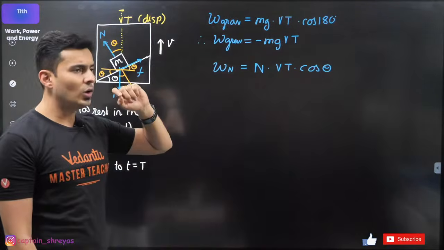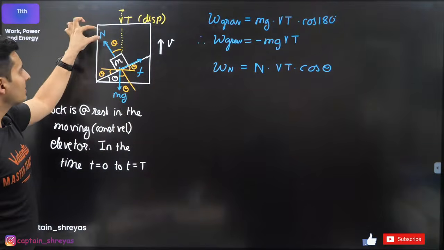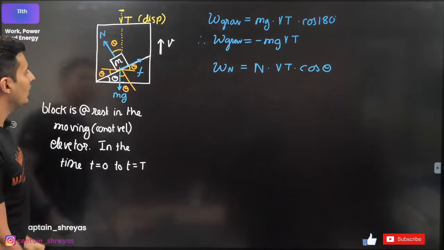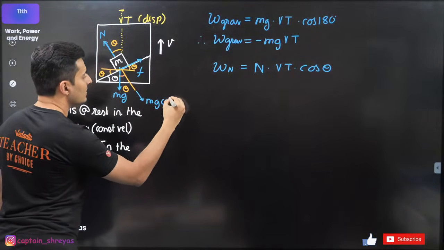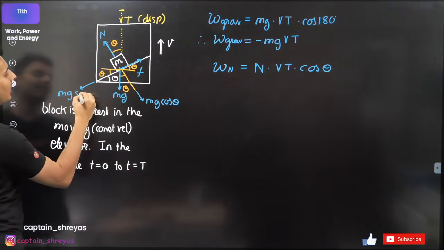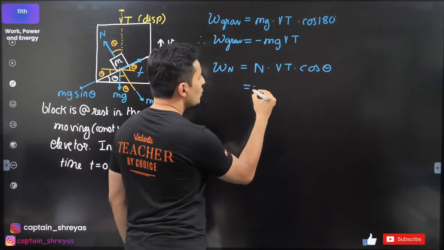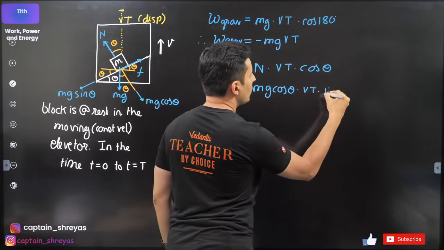Great. What is the value of the normal force? I need to put it over there. Think carefully and answer. I think the normal force is balancing mg cos theta. Do you see that? Mg cos theta is actually over here, and mg sin theta is actually over here. So isn't the normal balancing mg cos theta? So shouldn't this be mg cos theta into Vt into cos theta?